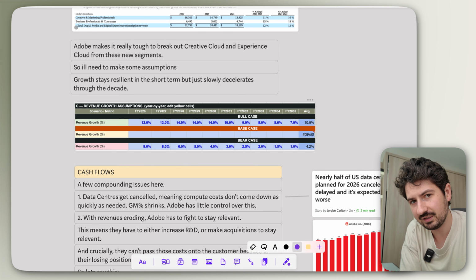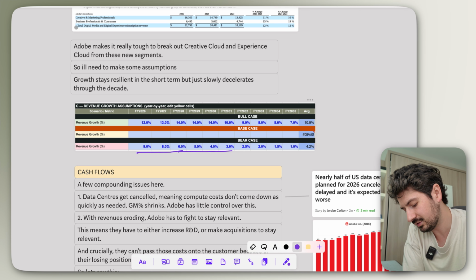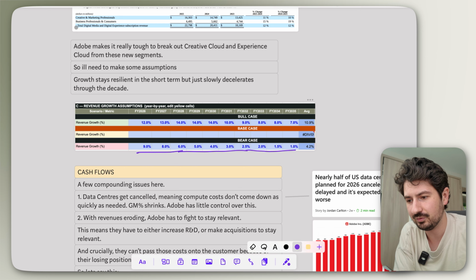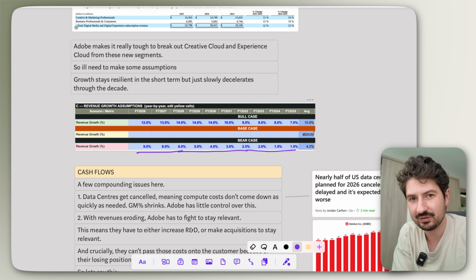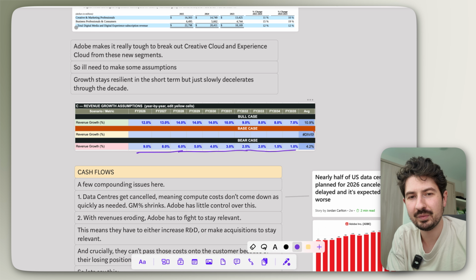is assume that growth stays relatively resilient over the next couple of years, but then really starts to slow down in year 3 and then ultimately continue down into the end of the decade. This is kind of a scenario where Adobe loses and becomes a shadow of itself, and one of those companies that we look back on and remember for not being ahead of the curve and ending up being eaten by a new technological wave.